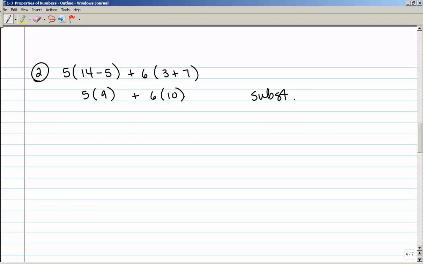So now we can go ahead and use the order of operations. I'll multiply. So we'll have 45 plus 60. And again, that's another substitution. And then adding those two, I get 105, and that's another substitution. So often, if it doesn't involve any special numbers, zeros, ones, reciprocals, opposites, it's pretty much going to be substitution.